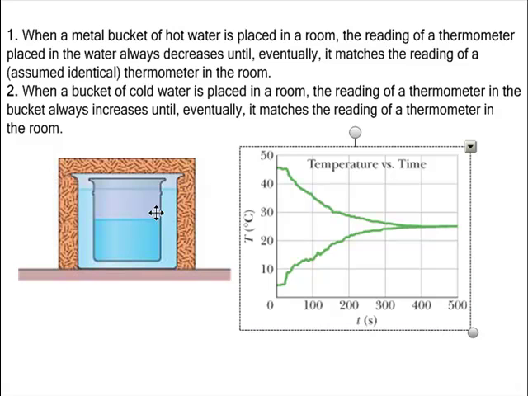How about if instead we take one bucket of water, place it inside another bucket of water? One of them will be cold, one of them will be hot, and we measure both temperatures. What we see is that the hot one's temperature will always become lower and lower and lower. The cold one's temperature will always become hotter and hotter and hotter, and they will eventually end up at the exact same temperature as each other.